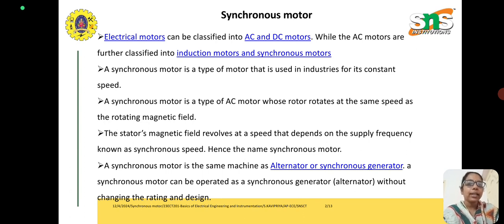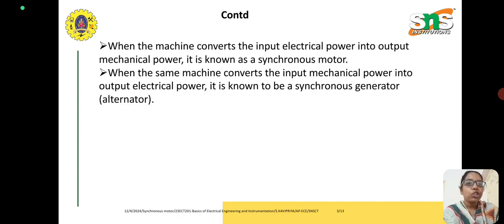A synchronous motor is the same machine as the alternator or synchronous generator. A synchronous motor can be operated as a synchronous generator without changing the rating and design. When a machine converts input electrical power into output mechanical power, it is known as a synchronous motor. When the same machine converts input mechanical power to output electric power, it is known as a synchronous generator. The other name for synchronous generator is alternator.